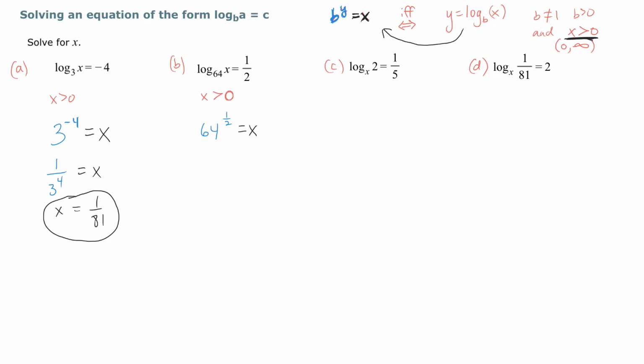Now that's an expression. 64 to the 1/2 power is really just 8, right? That expression is the square root of 64, which is equal to x. And of course, x is now equal to 8.